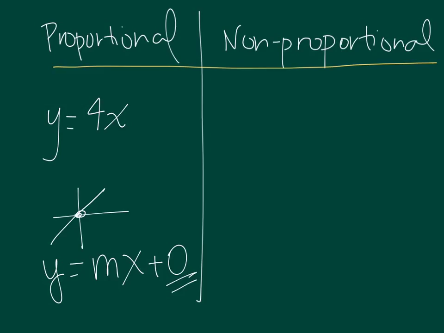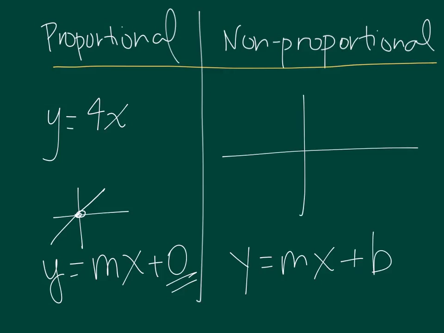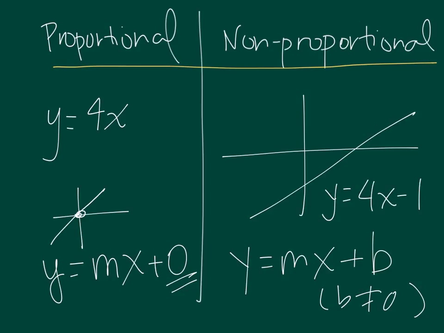And my non-proportional always has a y-intercept of some number b. Okay, that's not 0. Okay, so b is not 0. So it's never going to go through the origin, but it's always going to go through some other point. For example, y equals 4x minus 1. That's non-proportional because it doesn't have the point 0, 0. It doesn't have a y-intercept of 0. So any number besides 0 that's a y-intercept is going to be non-proportional. Do you see how all this is coming together?